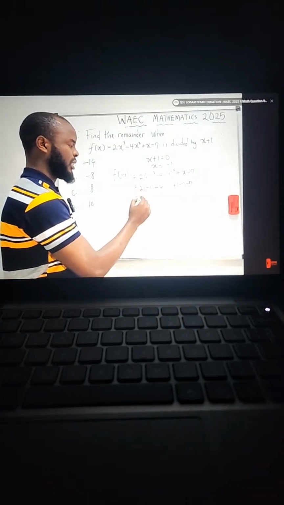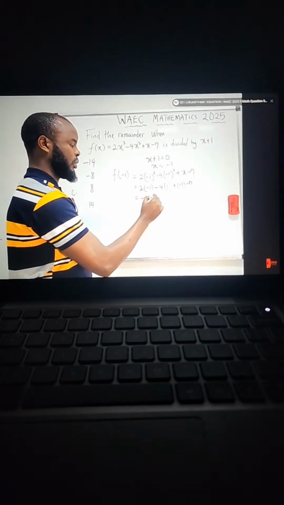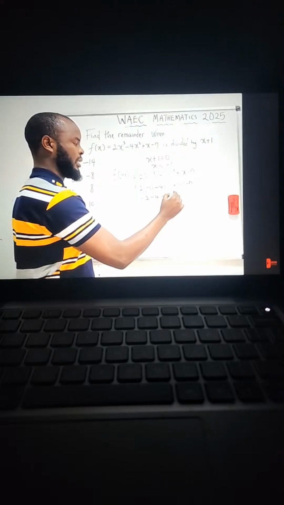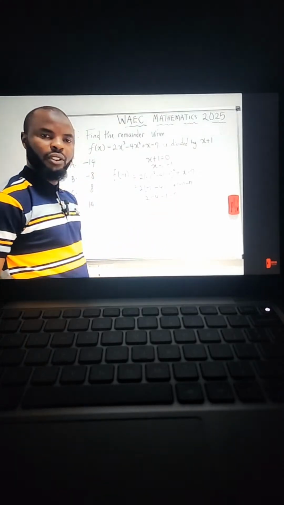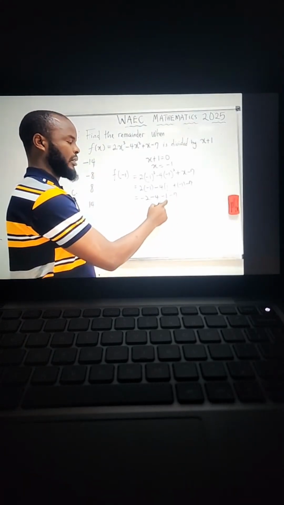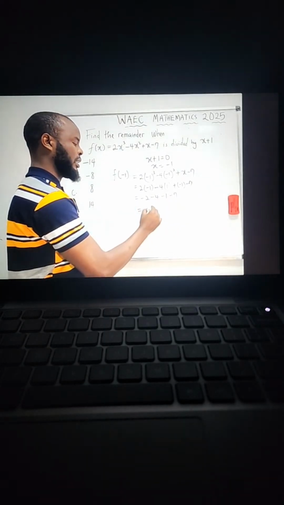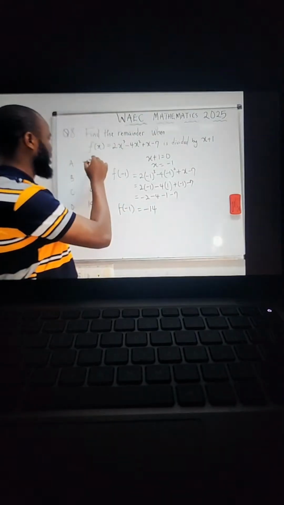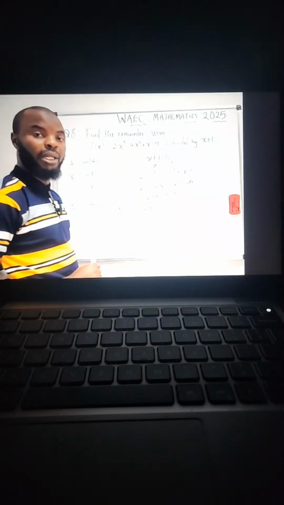Now, to simplify further here, we have 2 times -1 is -2, -4, -1, and -7. 2, 4, 1, 7 plus 7, which is 14. So our answer is -14. So the remainder is going to be this, which is option number A.